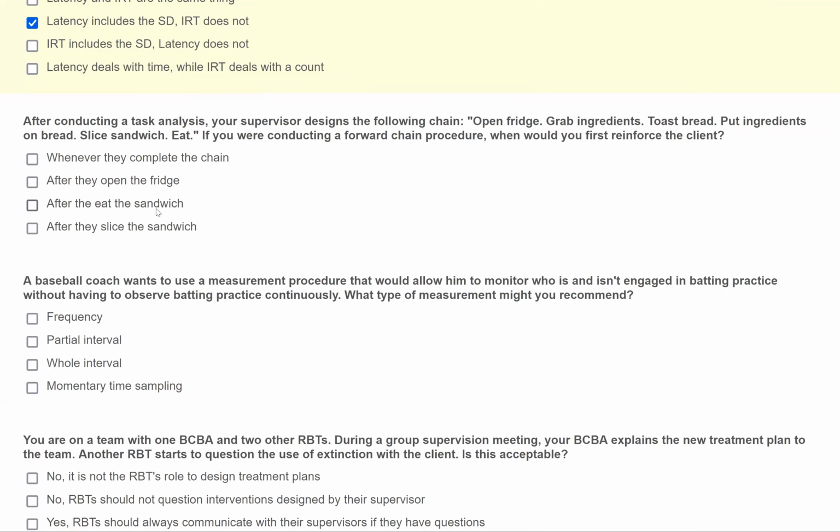B looks good. What about C? After they eat the sandwich. If we were doing backward chaining, right, C might be accurate, but with forward chaining, we're starting with the first step first. And then D, after they slice the sandwich. Slicing the sandwich is right before eat at the end. Okay, we're not there yet. Remember, the question wants to know when you first reinforce the client. So the first step in this forward chain procedure is open fridge. So if we're conducting a forward chain procedure, the first time we're reinforcing is when the client opens the fridge.